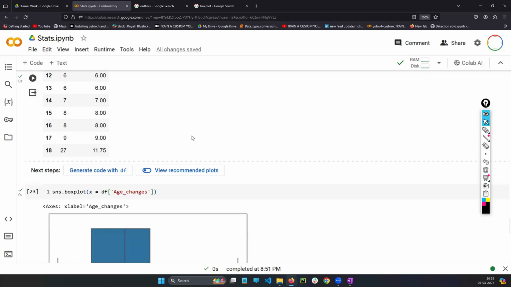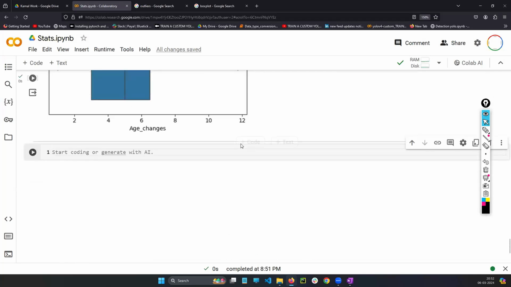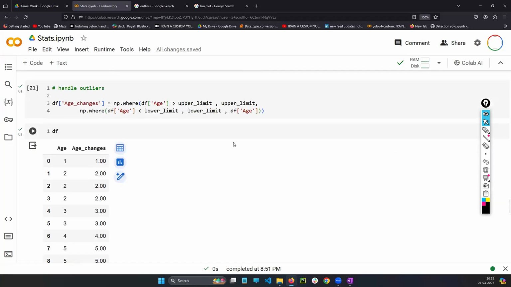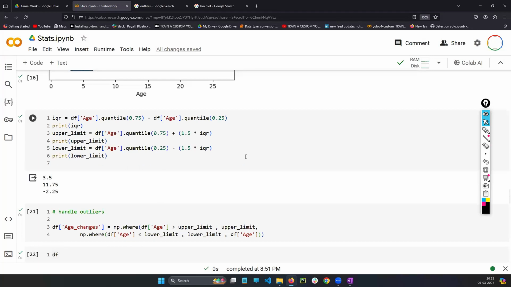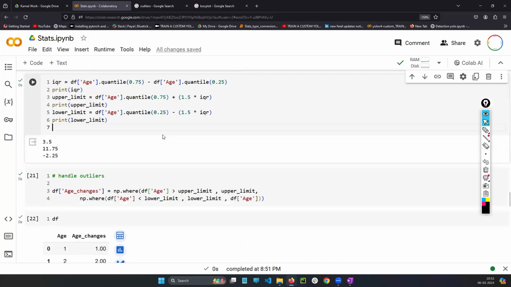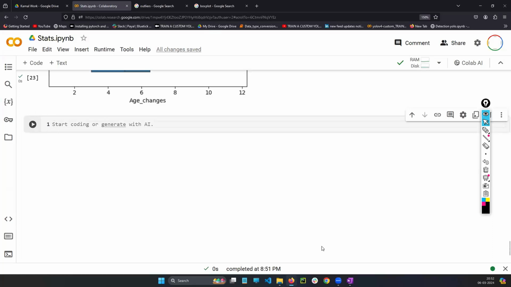Sir, every time we are taking 15.5 as the upper limit and minus 4.5 as the lower limit, in every data? No, no. It will be different for every column, column to column. It changes. Okay, sir. Simple. Understood now?